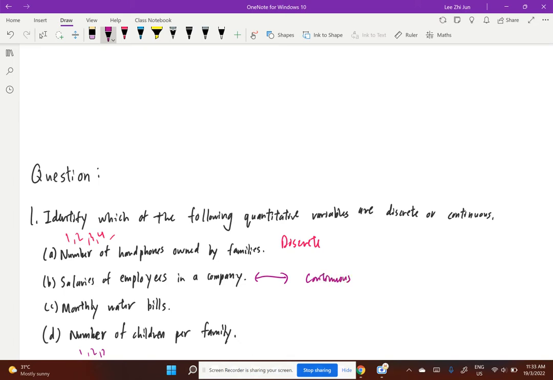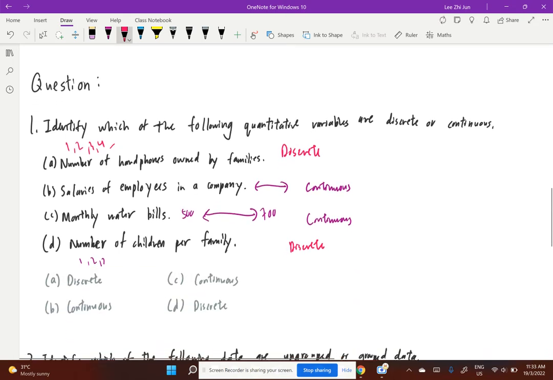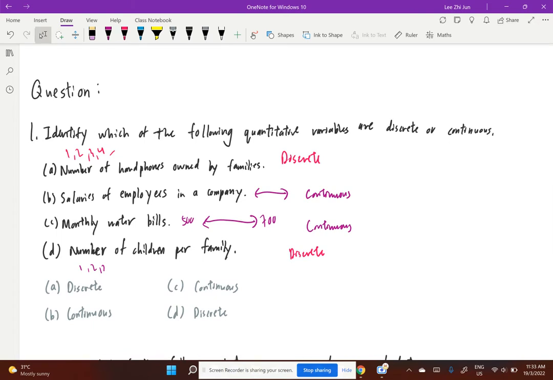The monthly water bills, because it can also have a range, like someone needs to pay 500 only, someone may pay several hundred. So it's continuous also. The last, number of children per family. It can just be stated like one, two, three, or four. So it is discrete. So here's the answer.